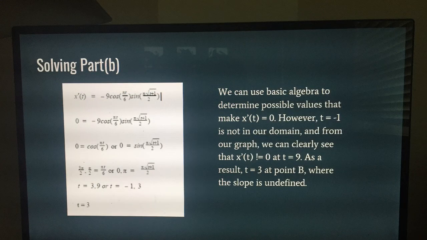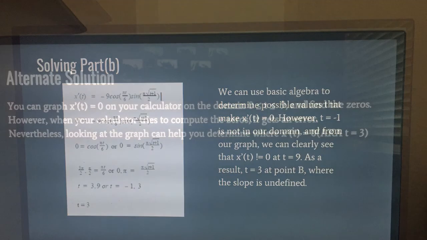We can use basic algebra to determine the values that make x prime of t equals 0. X prime of t must equal 0 when cos of pi t over 6 equals 0, or when sine of pi times the square root of t plus 1 divided by 2 equals 0. Through some algebra, we get that t must equal 3, 9 to solve the first part, and t must equal negative 1, 3 to solve the second part. But since negative 1 and 9 are not within our domain, we discard those answers. Therefore, the slope is undefined at t equals 3, which is point B.